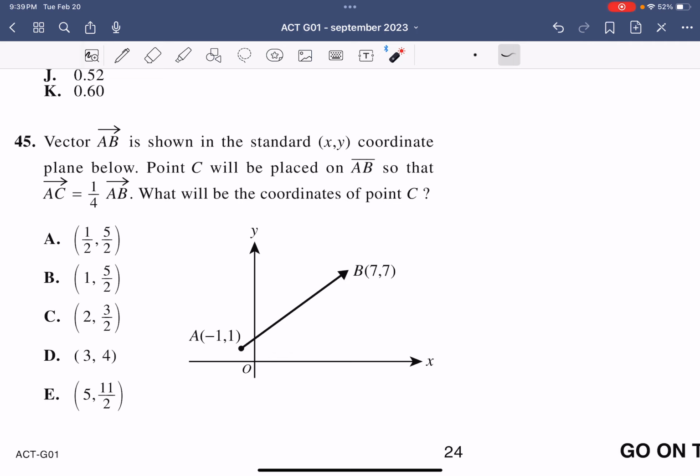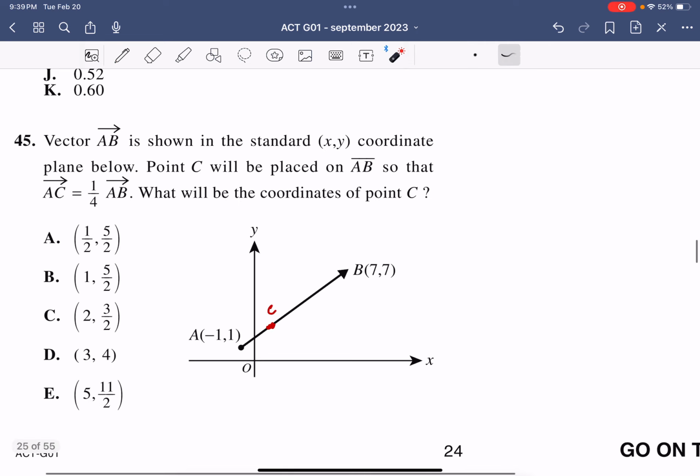So what they're really saying is if you have this vector right here and you place a point right about here, that new point, I'll just draw it in, somewhere around here, right? That's not exactly where it's going to be, but just as an estimate. This is going to be 1/4 of the length of the entire vector. So how can we do this with exact numbers?